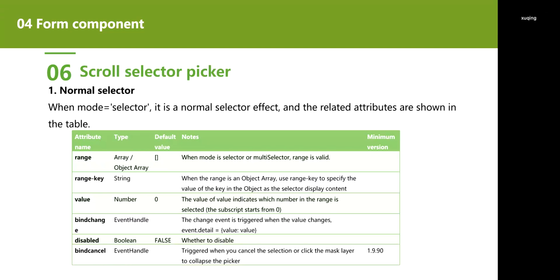We have the attribute value, which is a number, and the value of this attribute indicates which number in the range is selected.